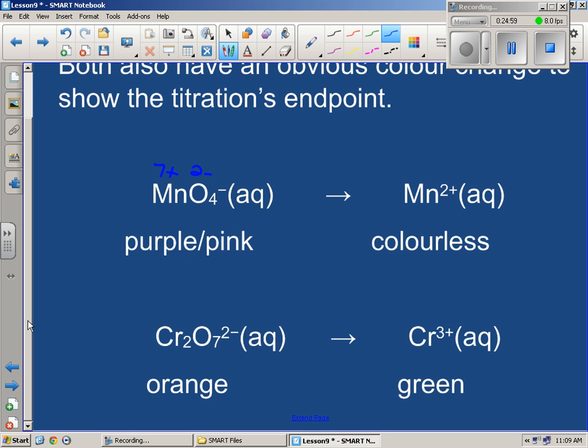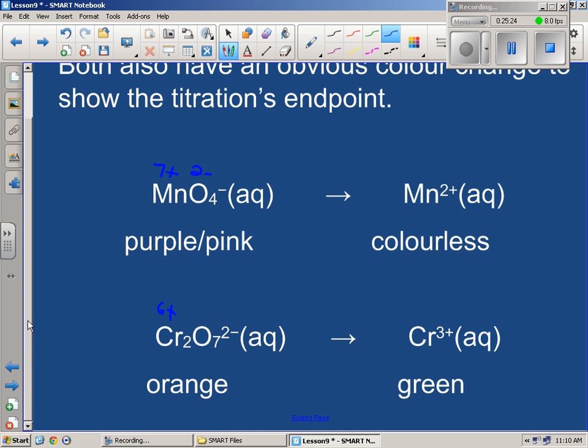So when this chromium gains enough electrons, it turns into chromium 3 plus. I believe it's 6 plus for each one, and yes, it's usually 6 plus to 3 plus. When it gains those 3 electrons, it changes from orange to green. So we don't need to use indicators in this case, because the indicator is actually these parts of it.